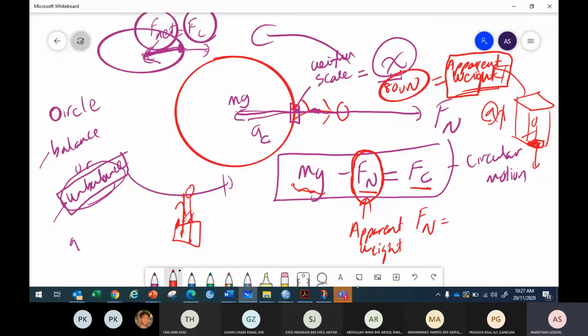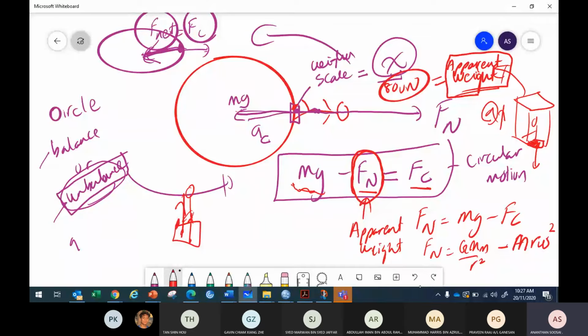How is the equation going to change? It's going to change to Mg minus Fc, correct? So Fn equals Mg minus Fc, where Mg is actually GMm over r squared. Fc is mr omega squared, the one you learned in circular motion. Or you can put mv squared over r if you want.